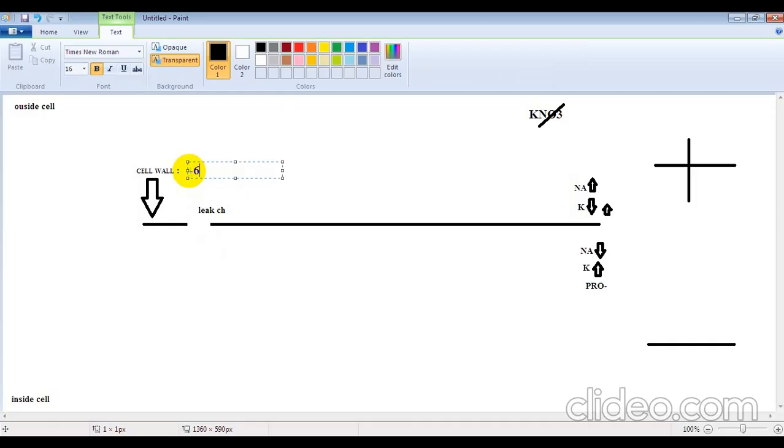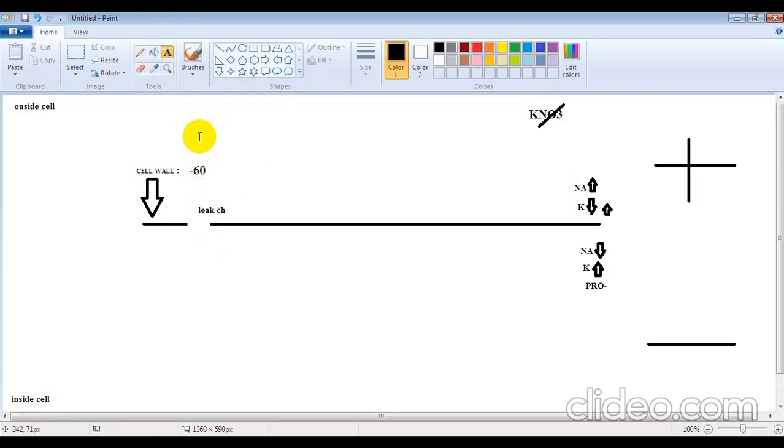Please focus on this number because it is the most important thing in our product. The potassium nitrate raises the cell wall potential to -60. In the normal way it's -70. Now it's -60.